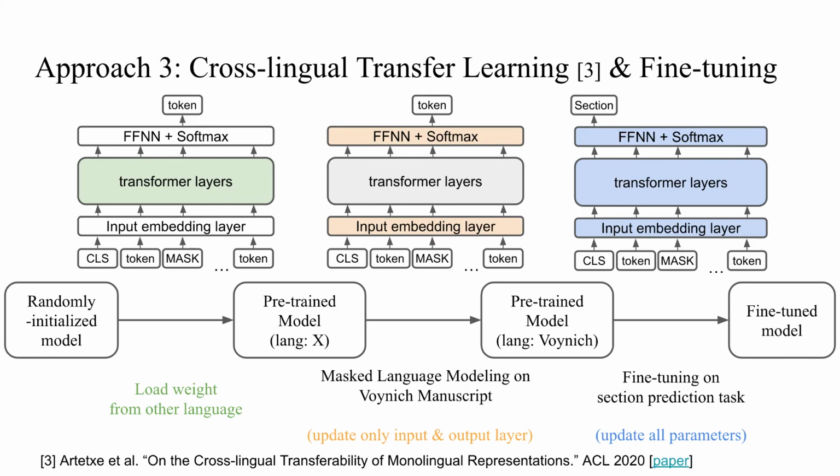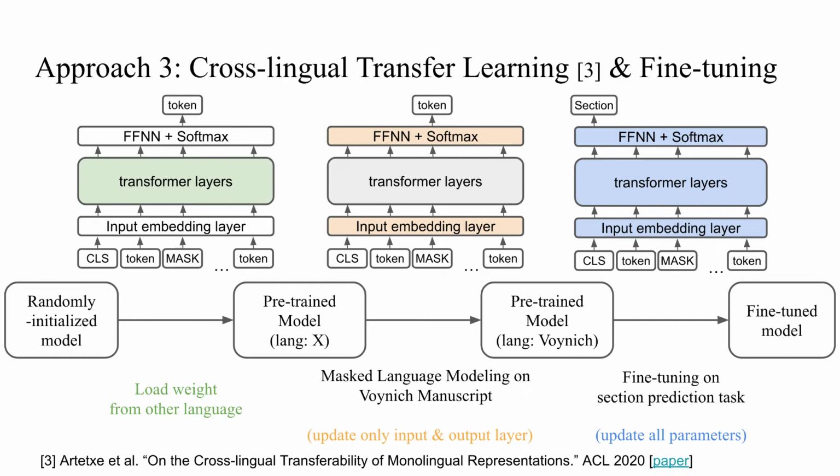For the third approach, we tried what is called cross-lingual transfer learning, which was proposed by the paper at the bottom of this slide. They suggest, through experiments, that a monolingual pre-trained language model learns some abstractions that generalize across languages.